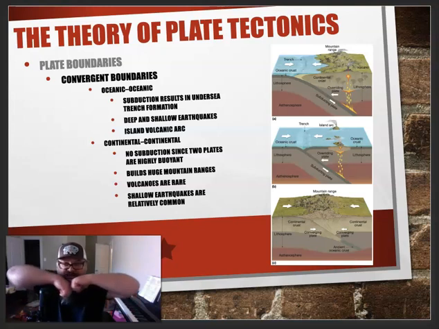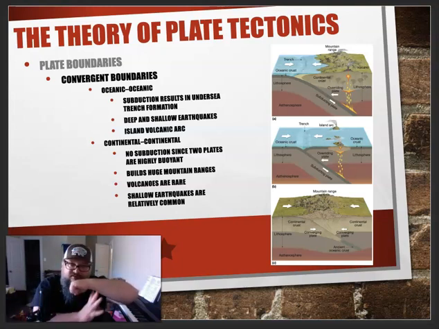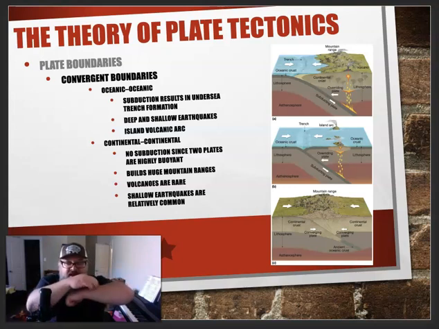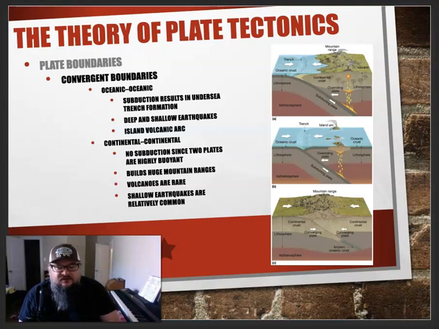The more dense one is going to get pushed underneath, so we're going to get the creation of a trench. And when the one that gets subducted gets pushed underneath, it's going to melt and rise up. As it rises up, it's going to form islands because we're out in the ocean, and those islands are going to be volcanic. We call these volcanic islands that form near a subduction zone an island arc. And lots of the islands that you are aware of are island arcs.